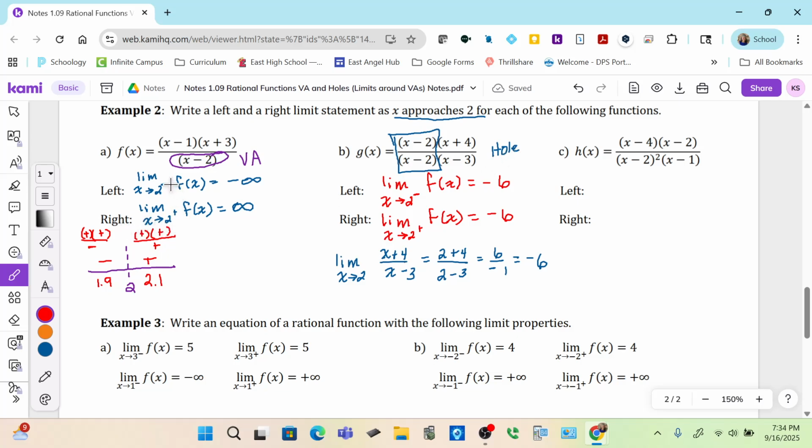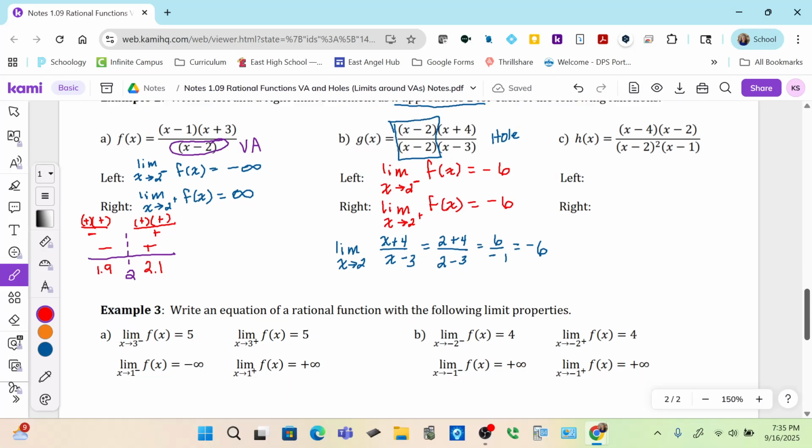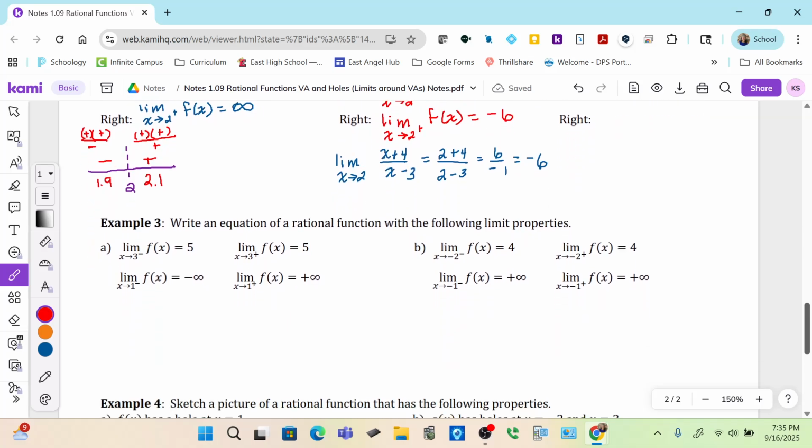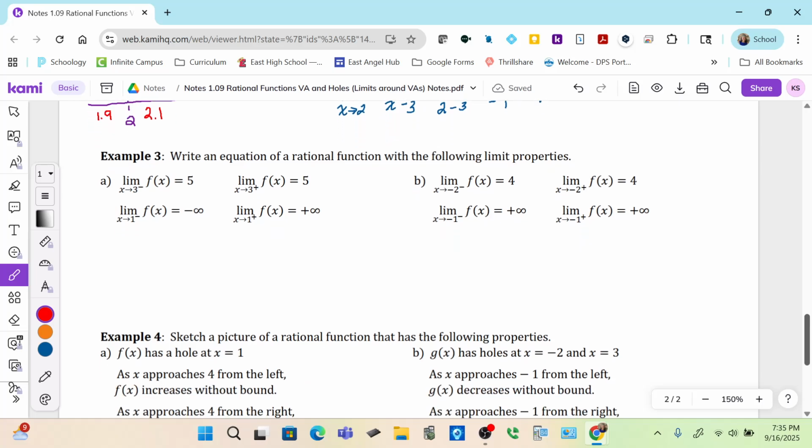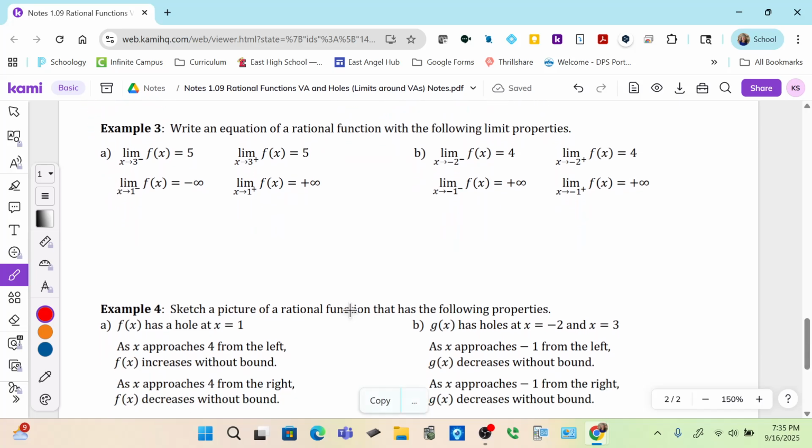When your limit statements, as you approach a specific x value from the left and right, end up going to some form of infinity, positive or negative, then you know you're going to have a vertical asymptote. And the reason I'm pointing that out is because I'm going to take a look at example A under number 3, and then I'm also going to do a graph under number 4 as a sketch.